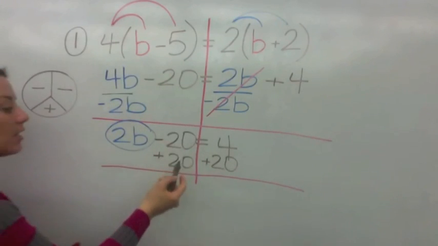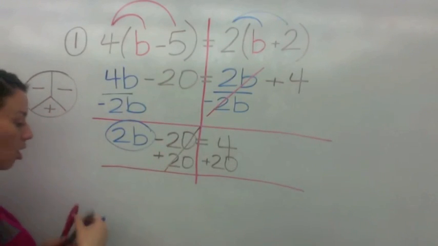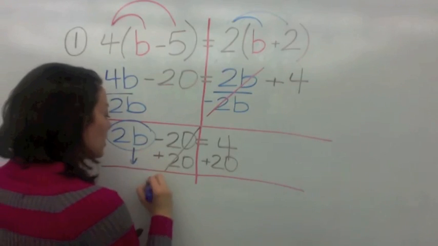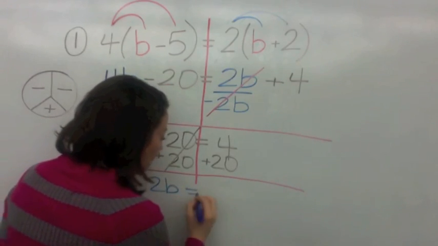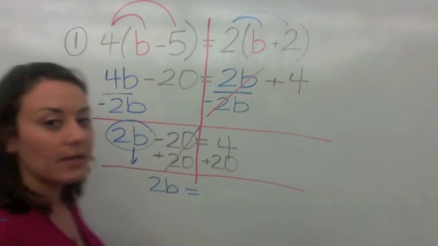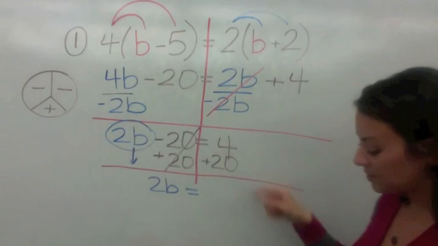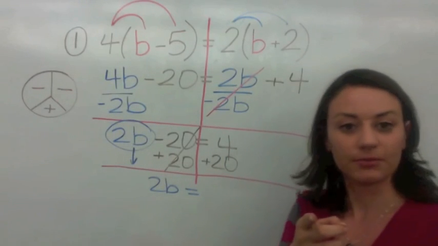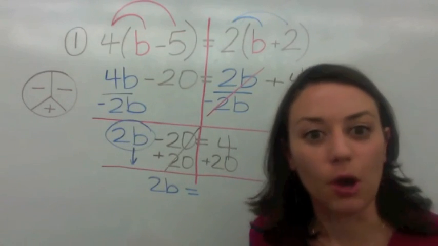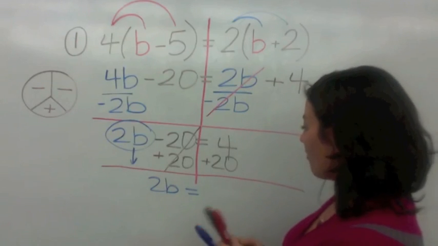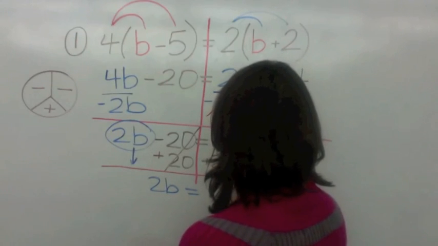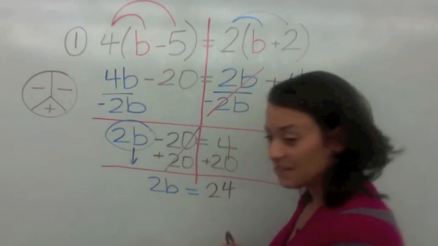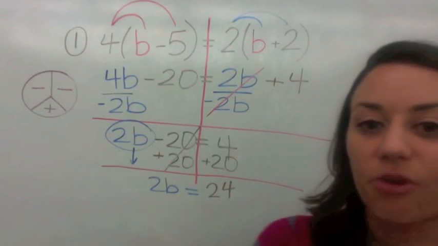A negative 20 and a positive 20 makes 0. Bring down the 2b. Bring down the equal sign. What is 20 plus 4? 4 plus 0 is 4. Okay? 4 plus 0 is 4. Bring down the 2. You have 24. This is saying that 2b equals 24.